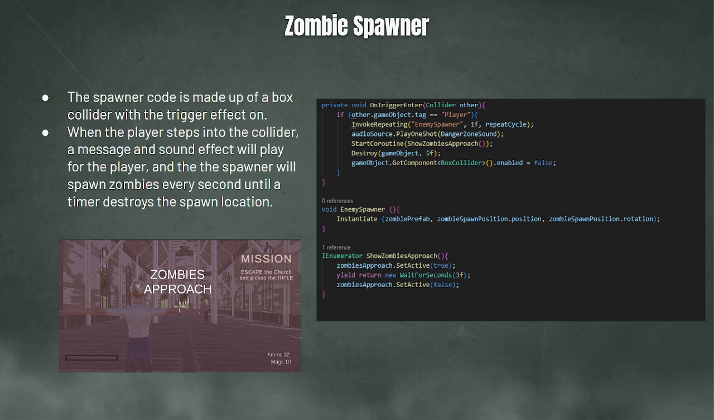This is the zombie spawner, which is a box collider with a trigger effect on it. When a player steps inside the collider, a message and sound effect will play in the UI, and then the spawner will spawn zombies until the object itself is destroyed.